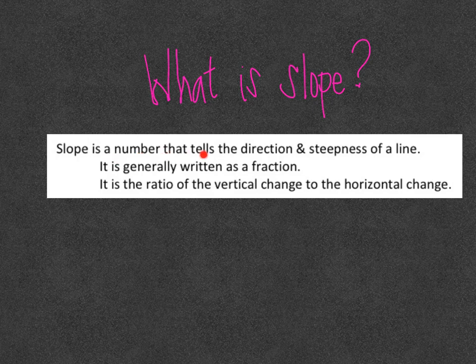Slope is a number, and it's going to tell you the direction, whether it be positive or negative, and the steepness of a line. So if the line's very steep, the number will be large. If the line is almost flat, it will be a very small number written as a fraction. It's also known as a ratio of the vertical change, how far up and down the line is moving, to the horizontal change towards the right.